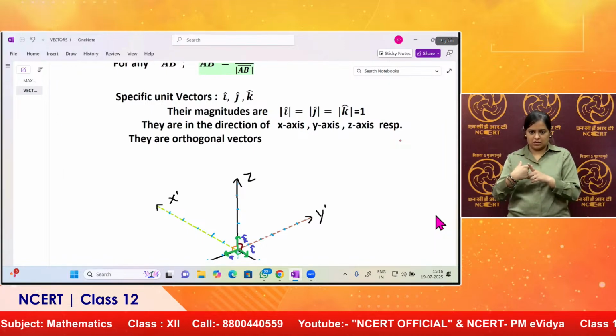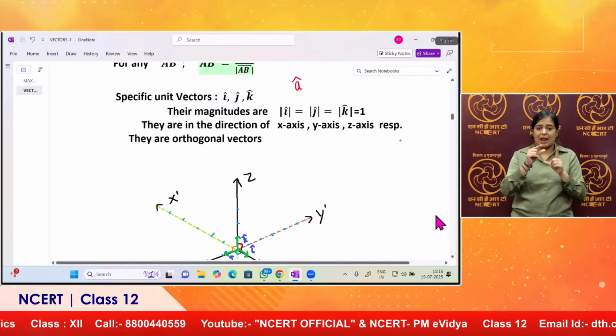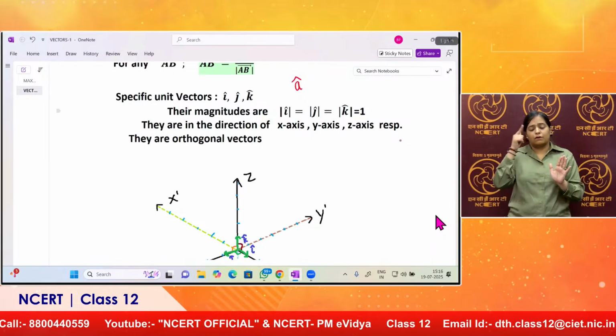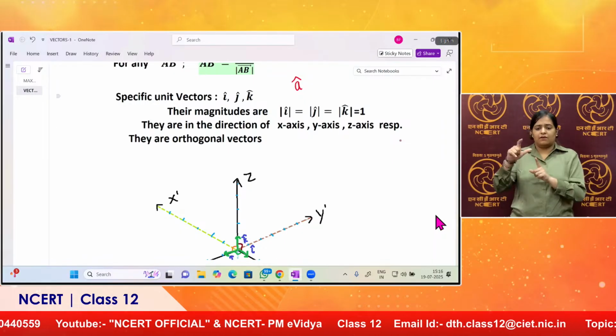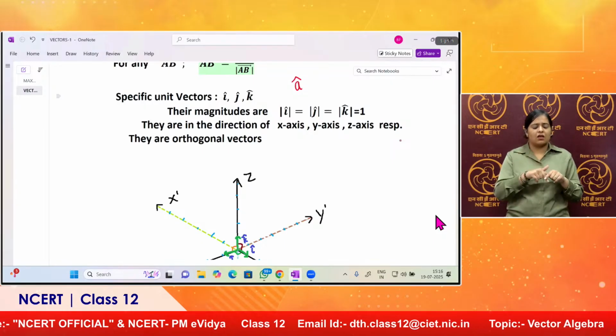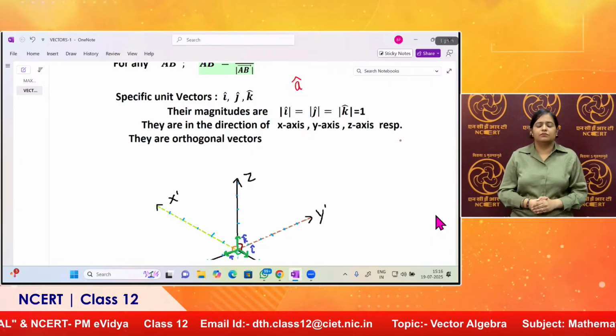Any vector which has a cap over it. If a cap is written over a vector, this representation is meant for a unit vector. So I have put a cap over i, cap over j, cap over k. They are known as unit vectors. What is so specific about it? Since they are unit vectors, their magnitudes are 1.